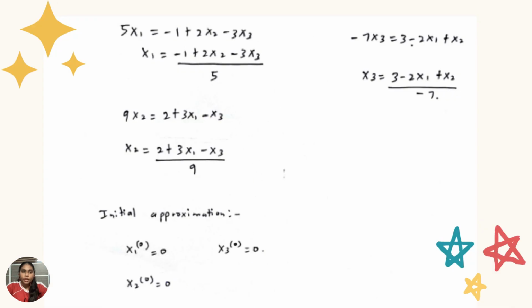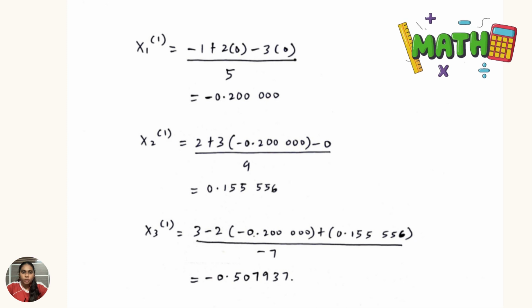After that, we have to solve the equations, so we will get the equations specifically for x1, x2 and x3, as shown in this slide. Then the initial approximation is fixed as given in the question, which for this question is fixed as 0 for the three equations. After that we substitute the initial approximation into the equations to get x1, x2, x3.